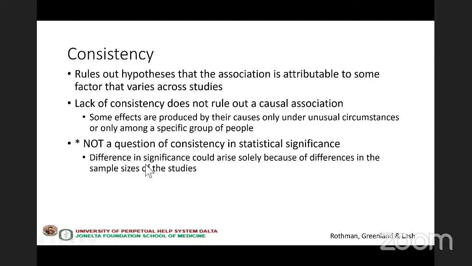Okay. So they say that your hypothesis of the association is attributable to some factor that may vary, and thereby you must have consistency. But the absence of it will not rule out a causal association. For example, strength of association, your smoking example.